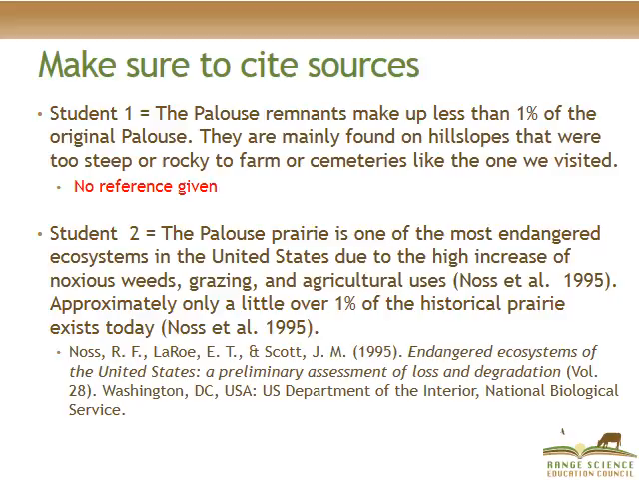So here would be another student who said a similar thing but used an appropriate reference. The Palouse Prairie is one of the most endangered ecosystems in the United States due to its high increase of noxious weeds, grazing, and agricultural uses. And then they cited Noss of 1995. And then they said it was just 1% of the historic prairie, again citing Noss et al. And then they include the reference in the end of their report.